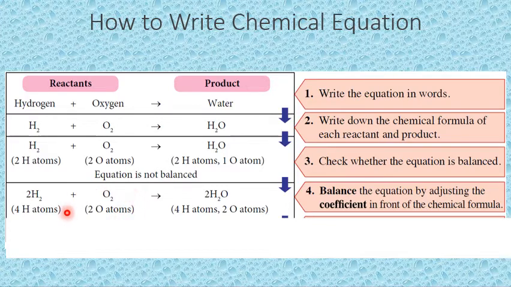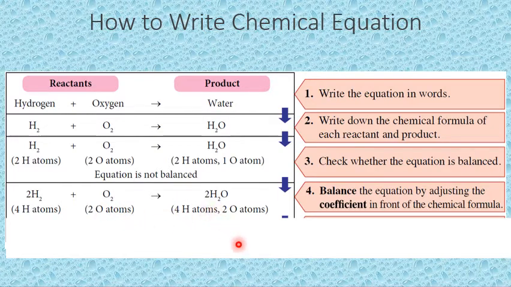But for hydrogen you have to put 2 as a coefficient, so that 2 times 2 becomes 4 hydrogen atoms. Now all are balanced. You see for hydrogen we have 4 at the reactants and 4 atoms at the product. For the oxygen also balanced, 2 and 2.